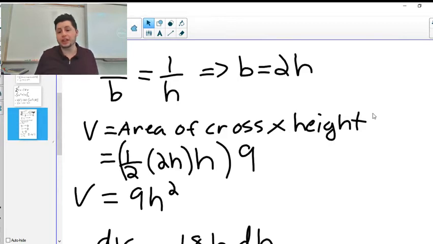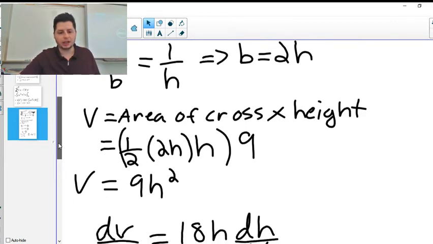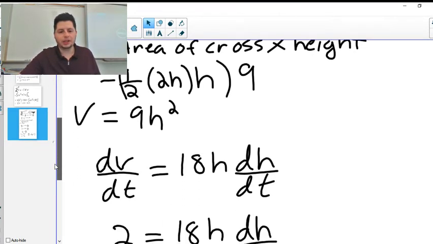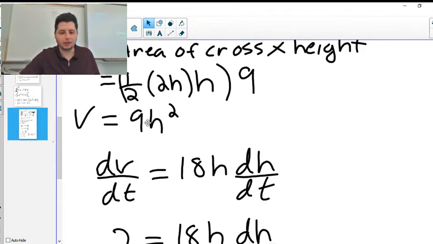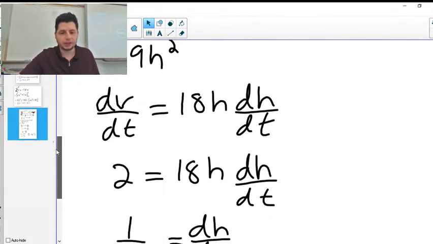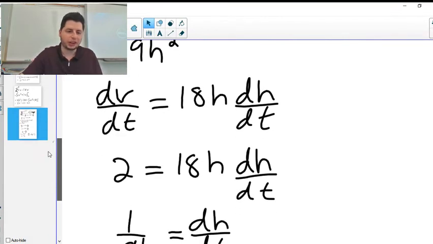So the volume is the area of the cross section times the height. So the area of that cross section, it's a triangle. It's a half times 2h times h, and then we're multiplying it by 9. Then we can simplify that down to get that V is 9h squared. This is where the differentiation comes in. We then take dV/dt, and we're going to get 18h times dh/dt.